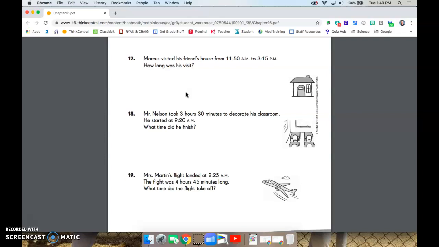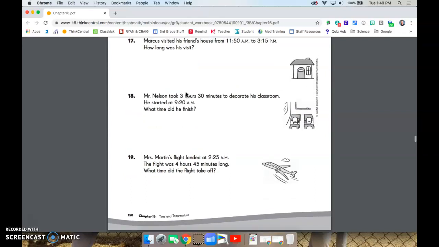So we're going to go by the hours there. 11:50, we can go 12:50, 1:50, 2:50. So there's 3 hours. And then from 2:50 to 3 is 10 minutes, and then from 3 to 3:15 is 15 minutes. So we're at 3 hours and 10 plus 15 is 25. So 3 hours and 25 minutes.